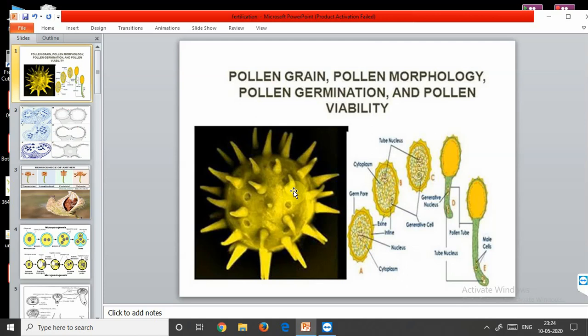So, tricolpate is a type of pollen grain where the slit type of germ pore is present. Slit type is that type of germ pore where the cut is in the longitudinal direction, and it is present in the pollen grain of Capsella. So this type of germ pore is also called tricolpate. Now, when only one germ pore is present, that is in the case of monocots, the pollen grain is called monocolpate.